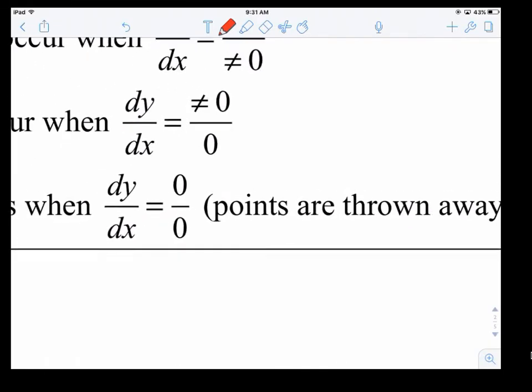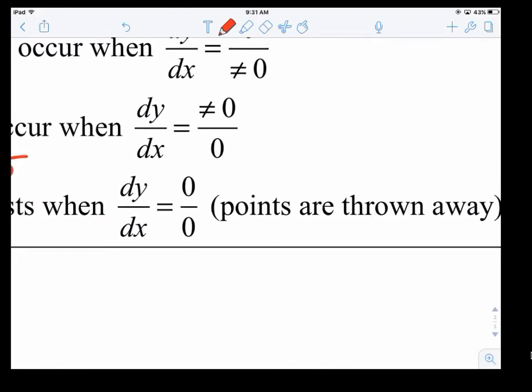Really nothing. You just don't have a horizontal or a tangent slope at that point.